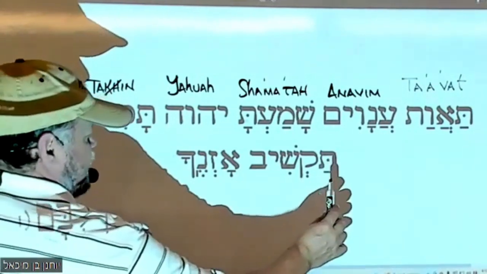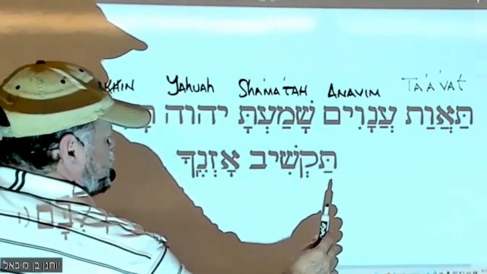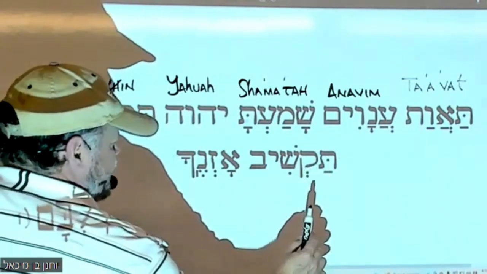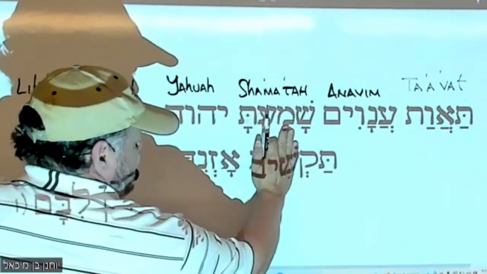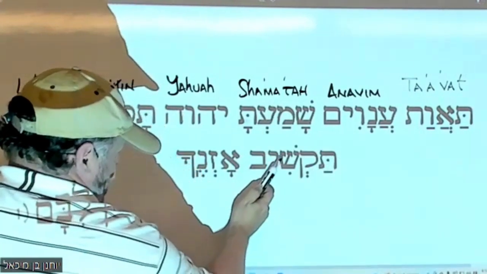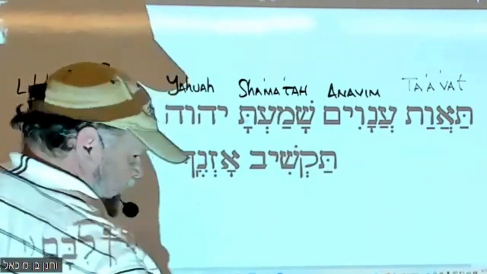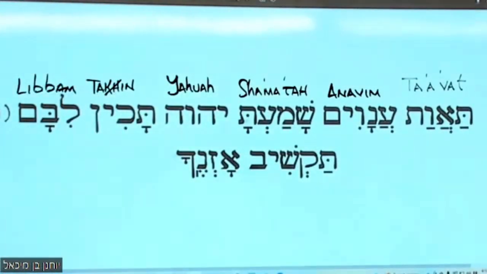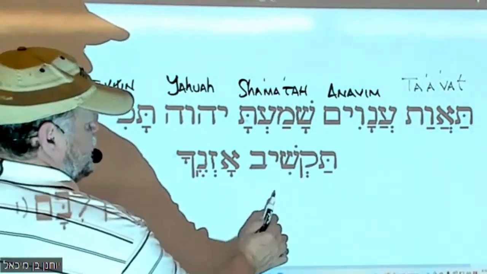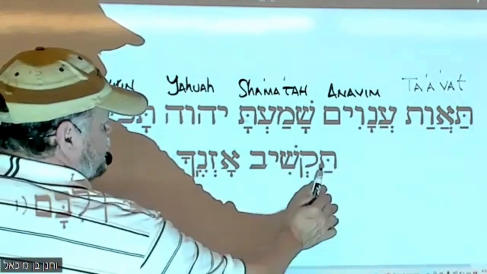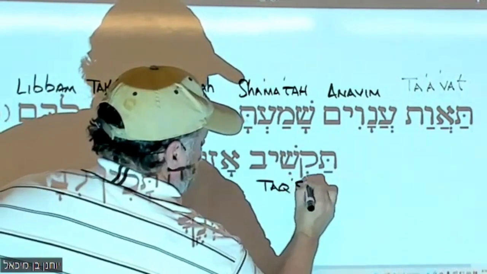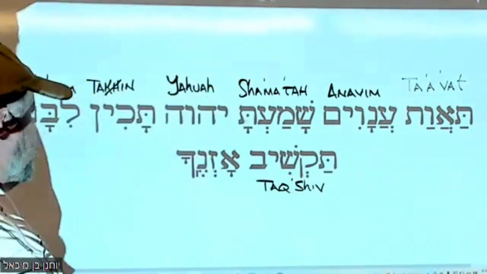All right. We have the tav here, and it's pointed with patak, right? Short duration. So ta. Then we have the kuf, and it's pointed how? Silent shva. Silent shva does what? Closes a syllable. So our syllable is tak, right? Then the letter sheen, indicators on the right-hand side, right? So that makes it SH sound, followed by kirik yod with a veit, shiv. So takshiv. Takshiv. All right, what's our last word here?